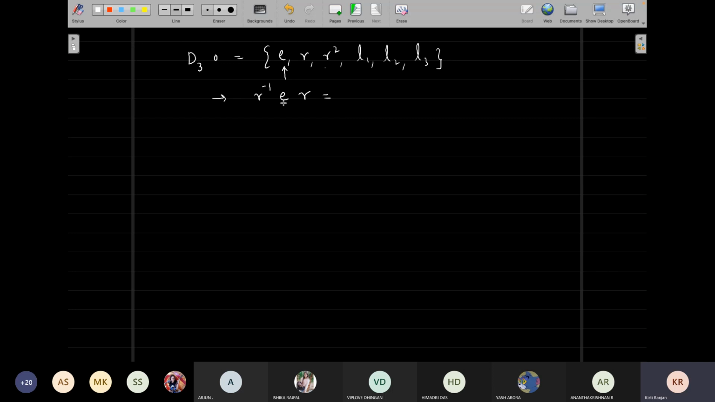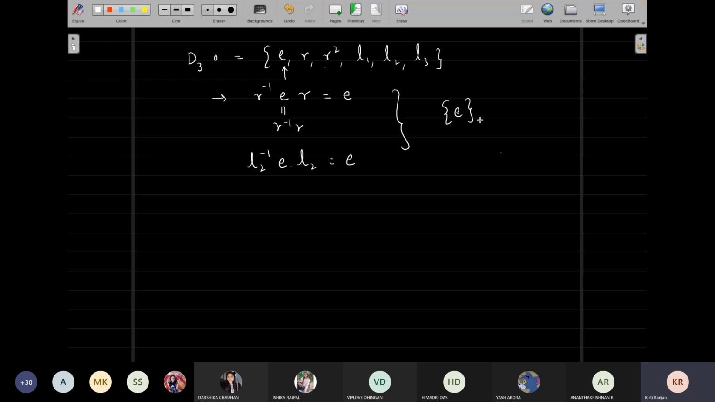R inverse E R. E is an identity element. E, yes, E. There cannot be anything else, because this can be written as R inverse R, which will give you E by definition of the group. And you can take any element. You take L2 inverse E L2. What will this be? E times L2 will always be L2, L2 inverse L2 will be E. So the element which is conjugate of E is the element itself.